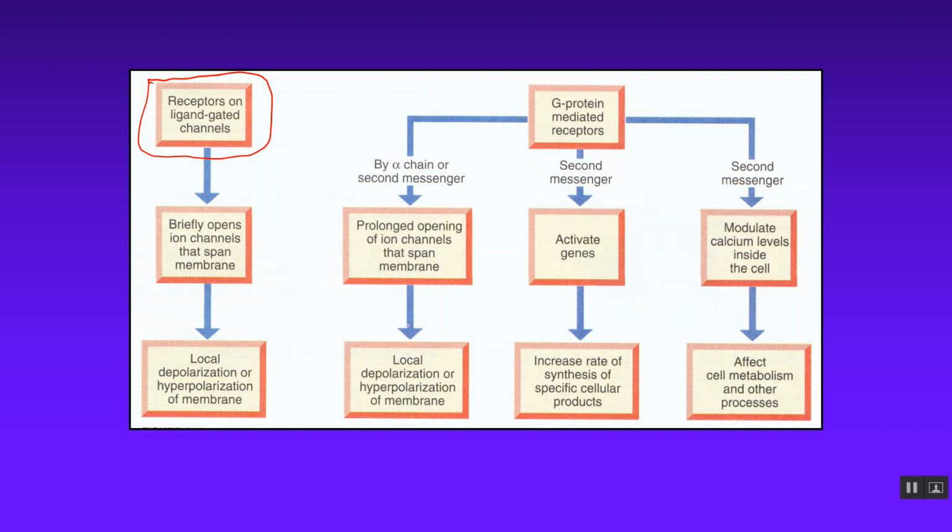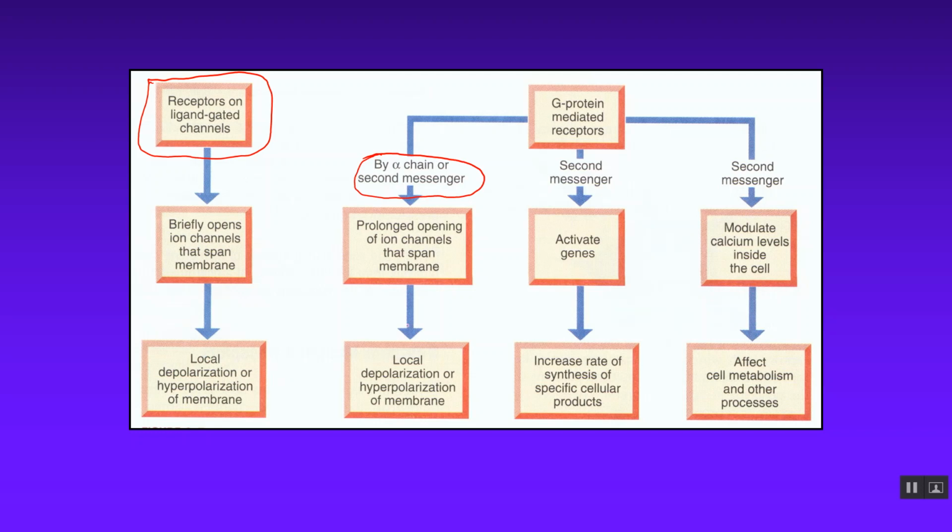Then we've got this whole other thing called G protein-mediated receptor pathways. These are the other ones, and they have these main different ways of influencing the neurons, or the cells, the next cell. First is by the alpha chain or the second messenger.